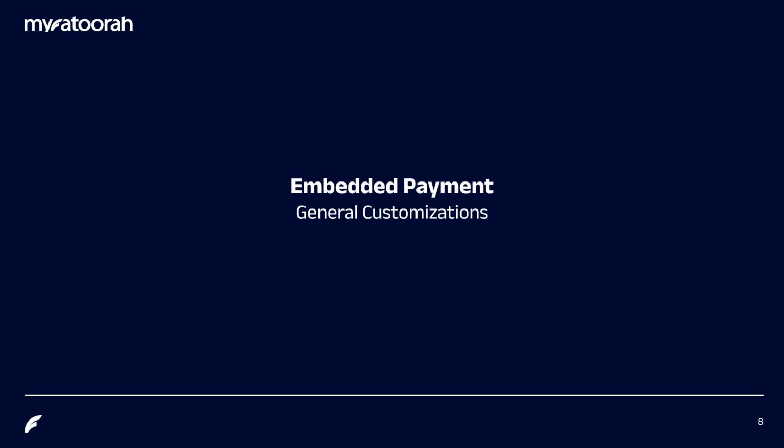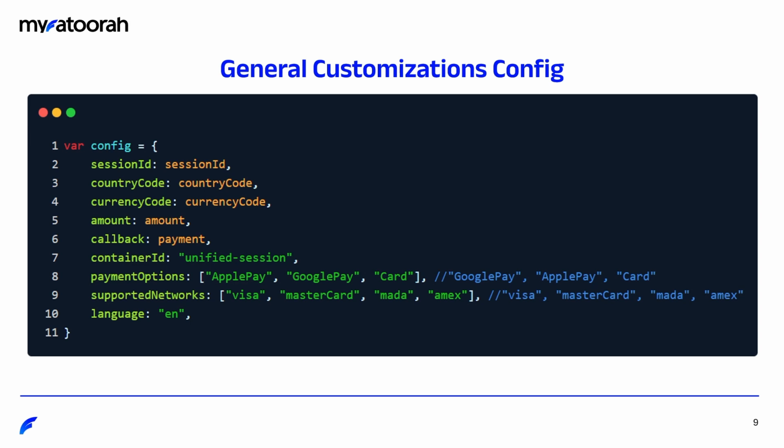In the upcoming section, we will cover customizing the embedded payment. You can make general customizations that will affect all the payment methods. So first, we have the supported networks. This enables you to decide what card brands you want to accept the payments from. You can choose from Visa, MasterCard, Meeza, and Amex. Language changes the default language of the text displayed on the card form, Apple Pay and Google Pay.